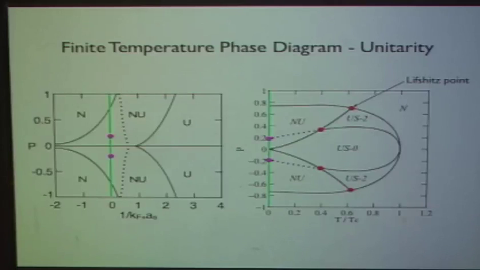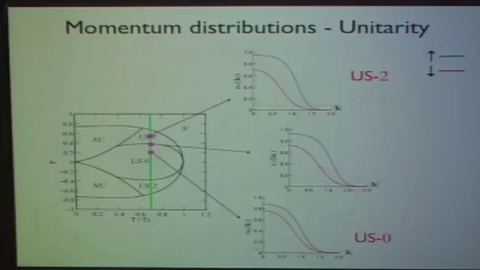Okay, so then how can you probe the new class of phase transitions? One way is to see the momentum distributions. This is a momentum distribution at unitarity in the US2 phase, and this one is the US0 phase, at a finite temperature of around 0.7, normalized by TC. But the problem is that it is hard to see the difference between the US2 and US0 phases.